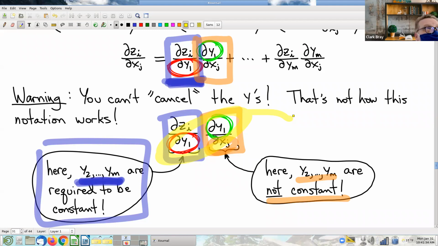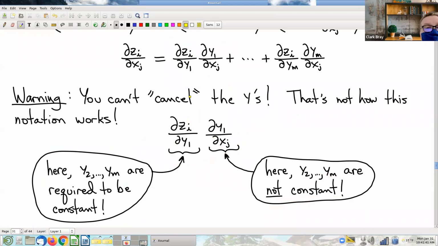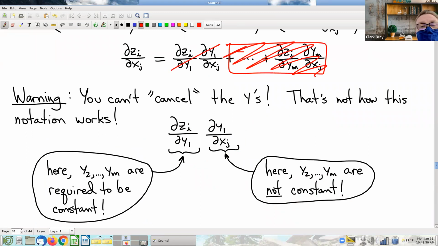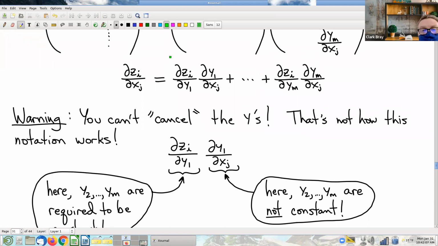Everybody with me? This is a very, very dangerous circumstance. A lot of students make this mistake on tests and everything, and literally cancel that, and then all the rest of this just disappears, and it's wildly wrong. So please don't step on that landmine. Let me get back to where we were.